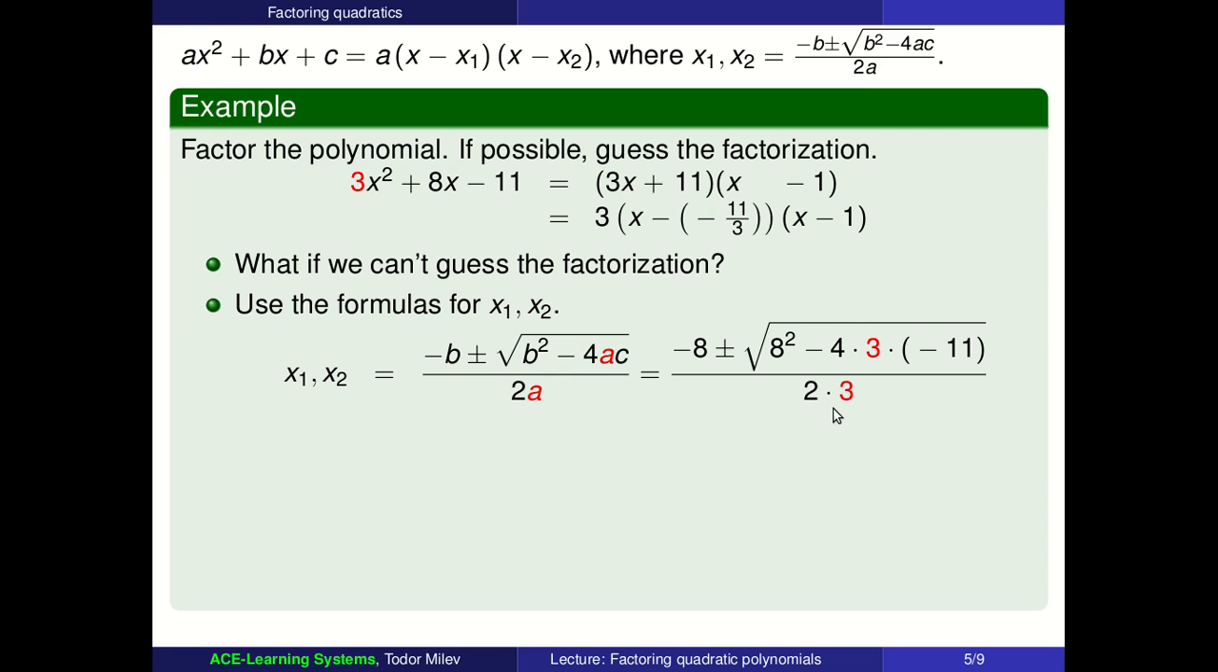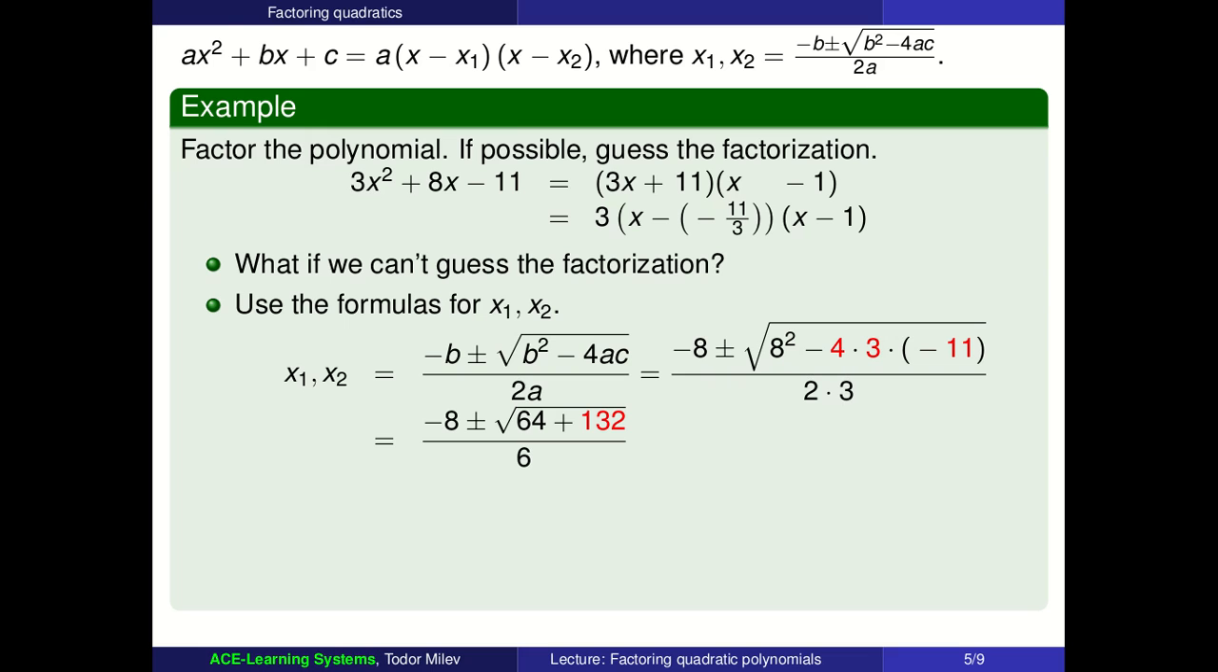Okay. Next, the number b is equal to 8, so we get negative 8 plus or minus radical of 8 squared minus 4 times, and finally the number c is equal to negative 11. So we get negative 8 plus or minus radical of 8 squared minus 4 times 3 times negative 11 divided by 2 times 3. Please do not forget to put the parentheses around the negative 11. Alright.